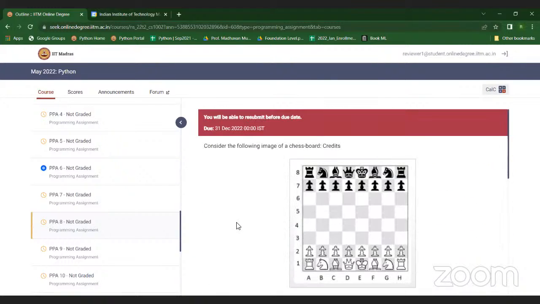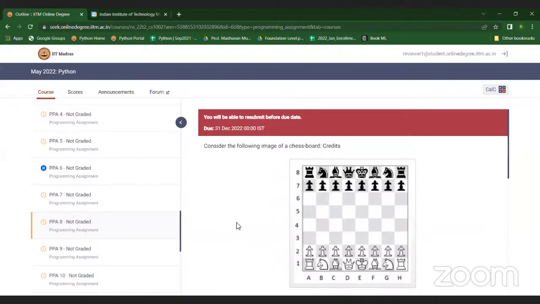Do you guys know the nomenclature of the chessboard? The coins can be present from A1 to H8, right? Like it could be A1, A2, and so on to A8. And similarly C1 to C8, and similarly H1 to H8, right?